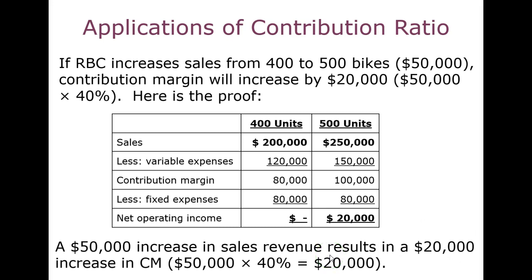So two ways to compute this. Like I just said earlier, you can set the schedule up, go through all the numbers again, or quickly take the increase in sales times the contribution margin ratio, and you get the same number, $20,000.